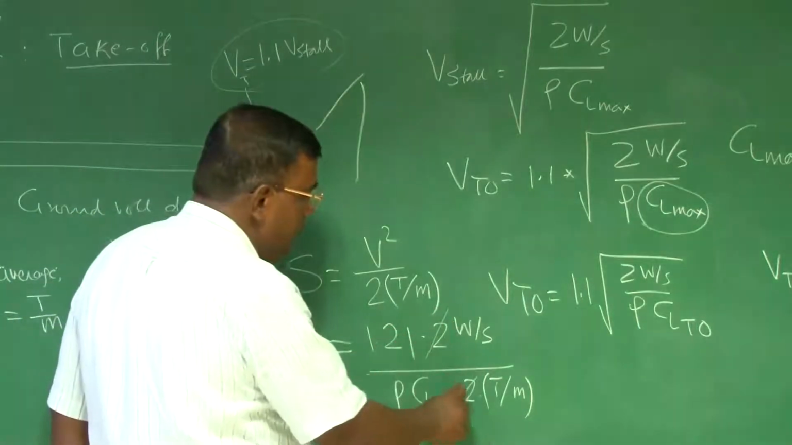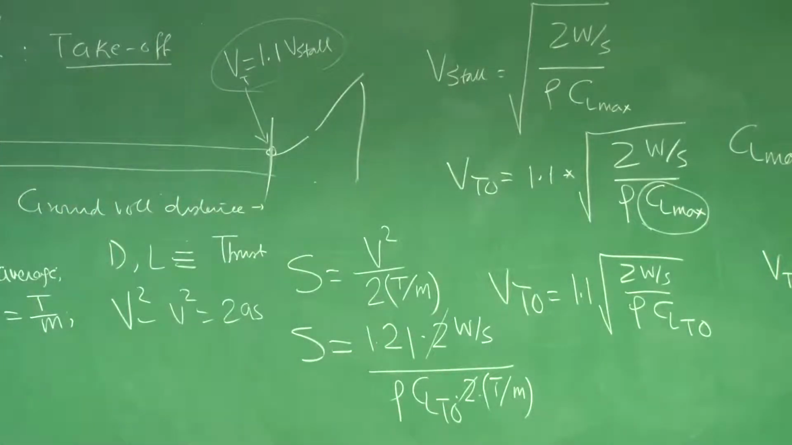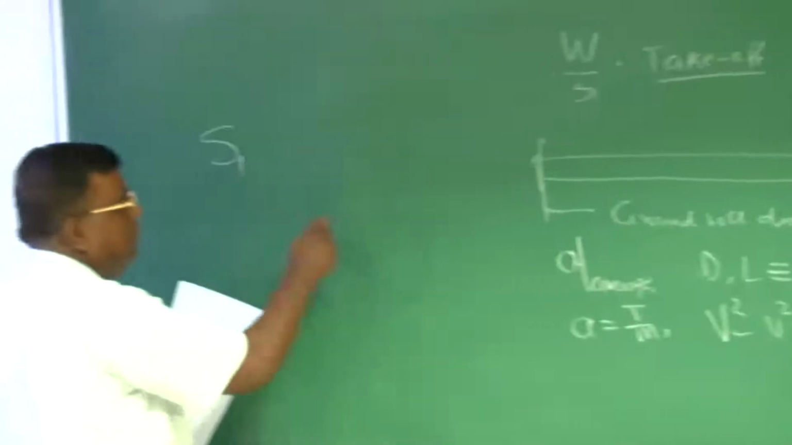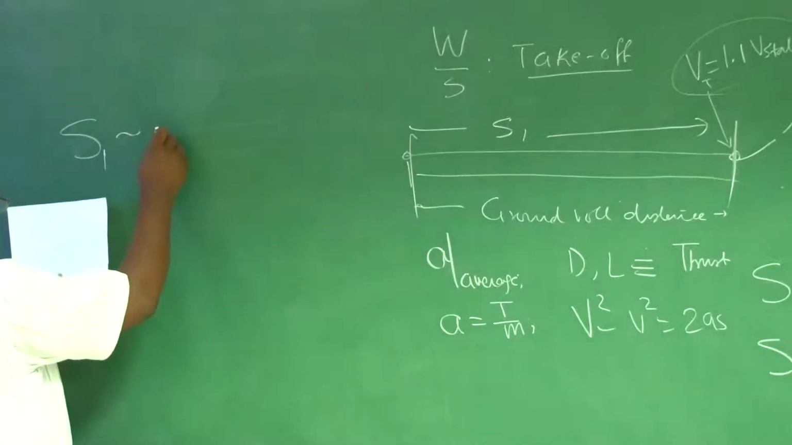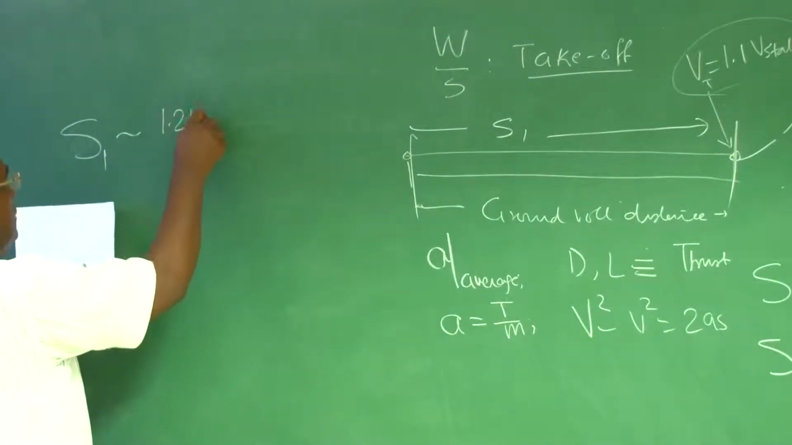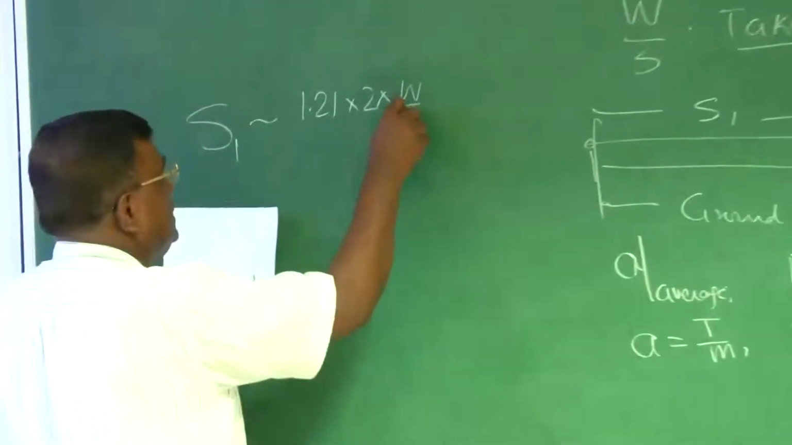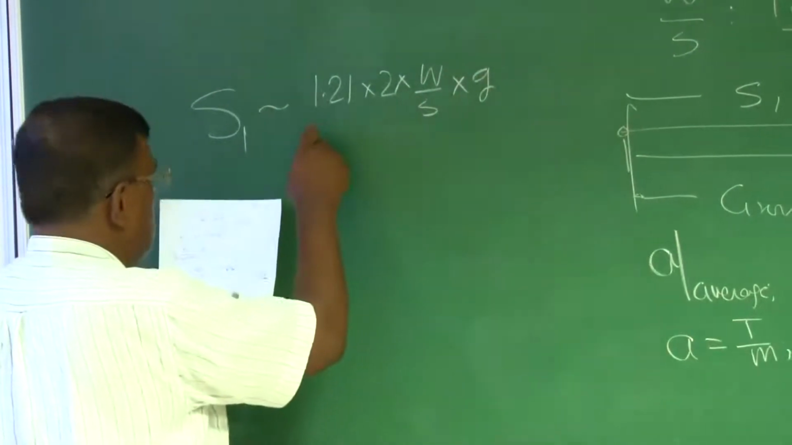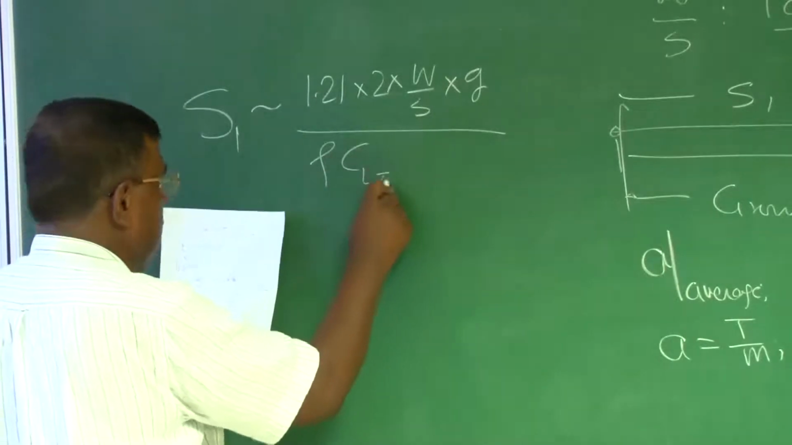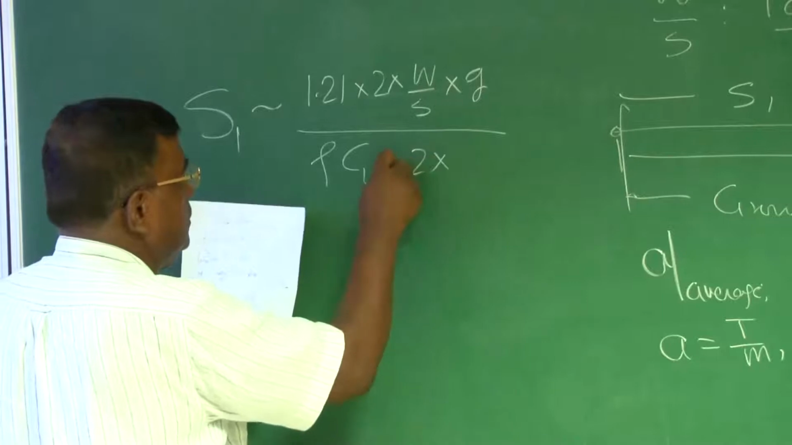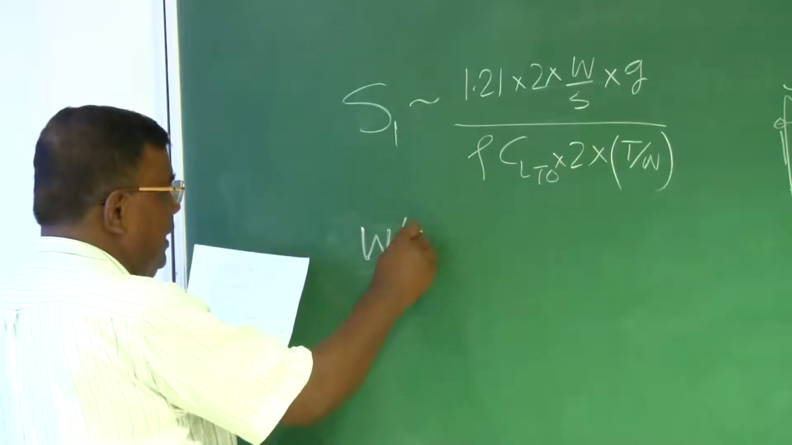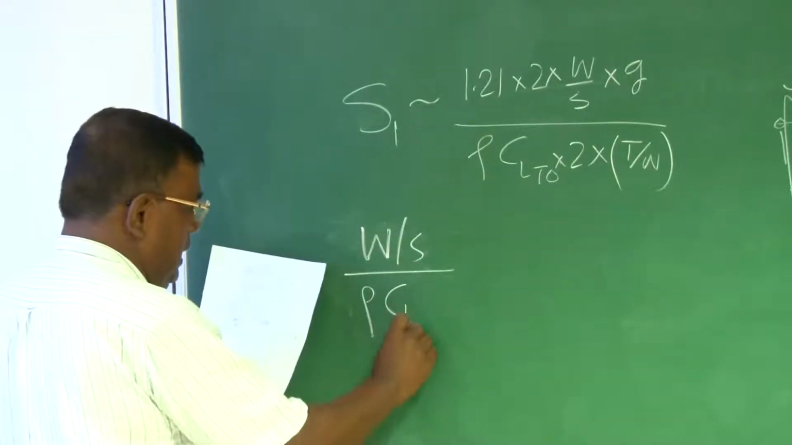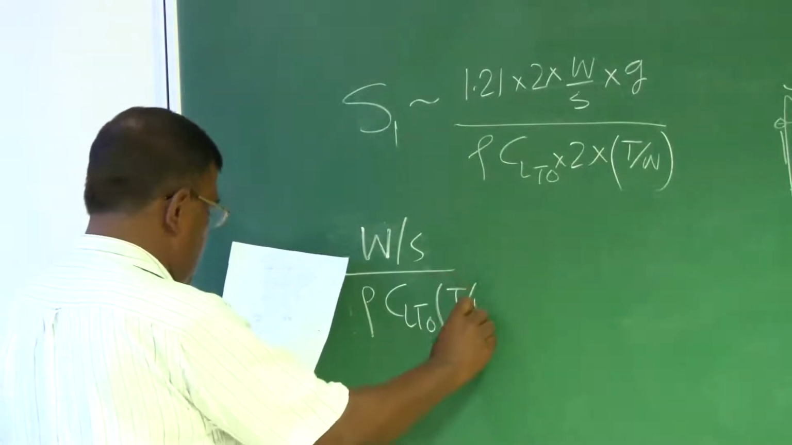So these two and these two get cancelled. So I am left with S1, which I am calling this distance, S1 equal to 1.21 into 2 into W by S into G divided by rho CL takeoff into 2 into T by W. So watch out for the parameter W by S by rho CL takeoff into T by W.